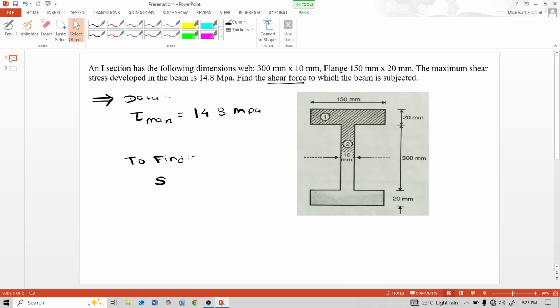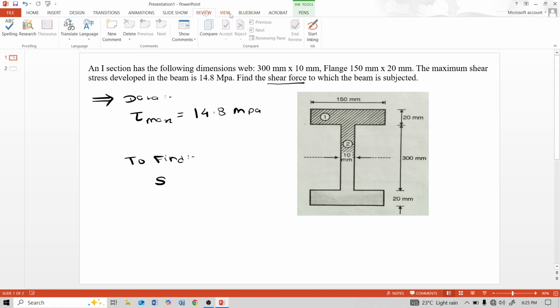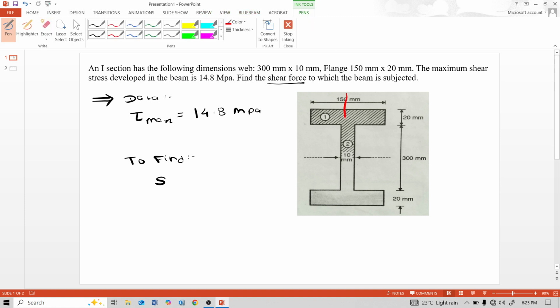Here, this is an I section, and this I section is symmetrical about the x-x axis. See, this red line is the x-x axis. Above and below the x-x axis, both sections are symmetric. Let us consider this vertical axis as the y-y axis. Right side and left side of this y-y axis are both symmetrical.